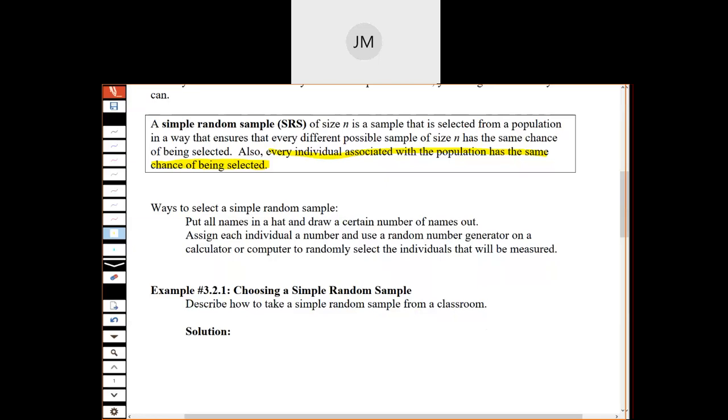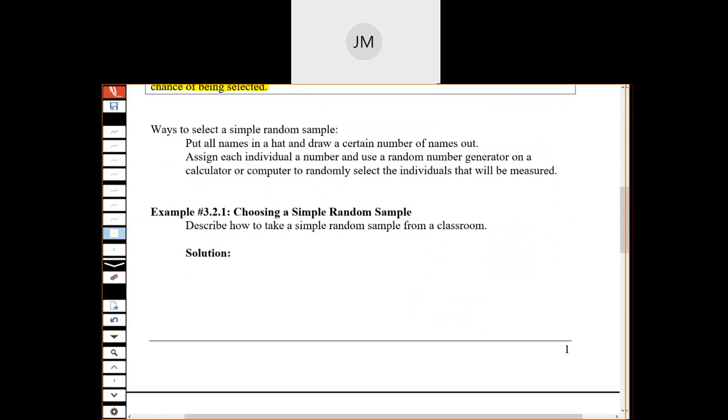Let's suppose we're looking at a classroom of students and we want to take a simple random sample. There's more than one way that we could go about doing this, but let's look at one way. We could go around the room and count off people so that everyone has a number, and then we could use a random number generator to randomly pick numbers.